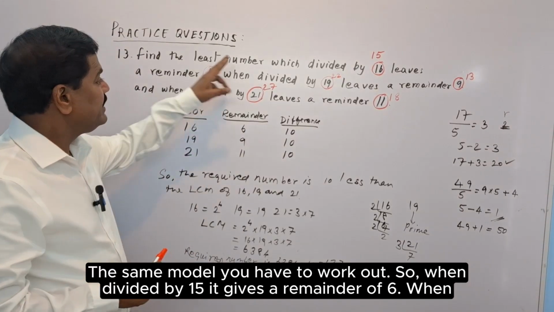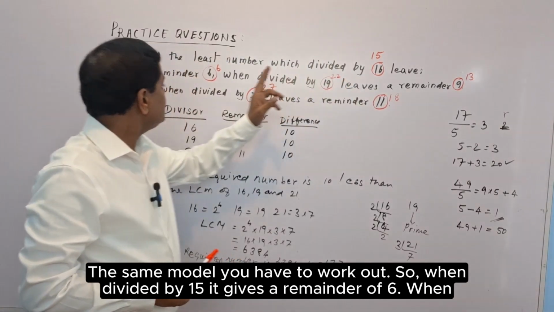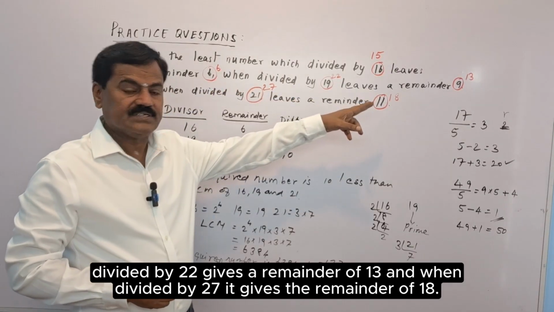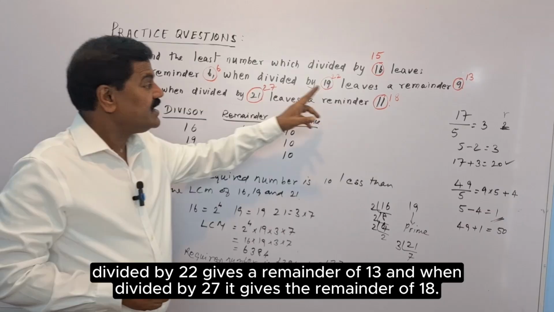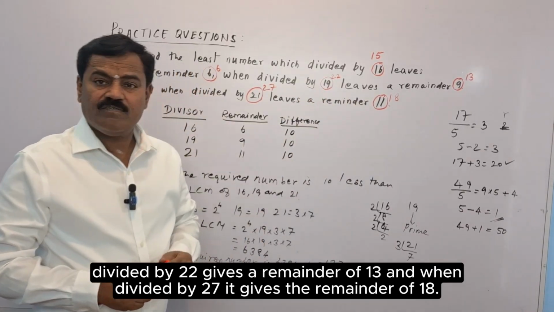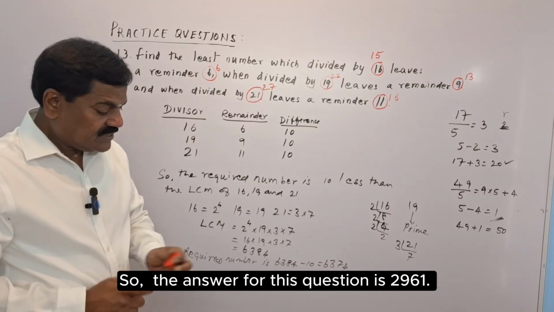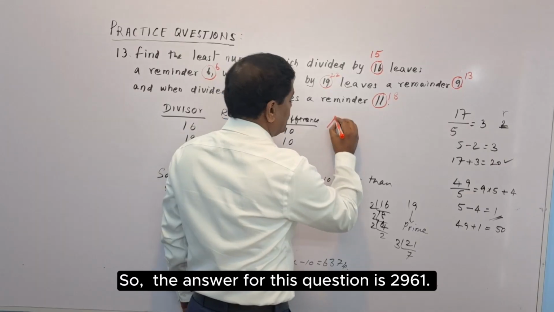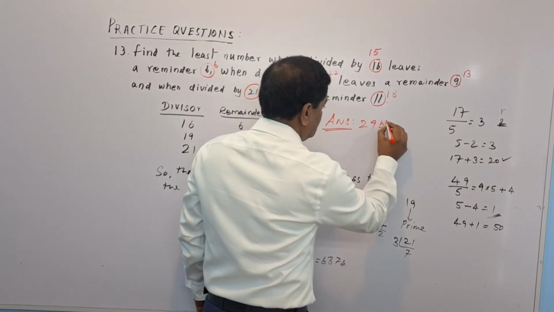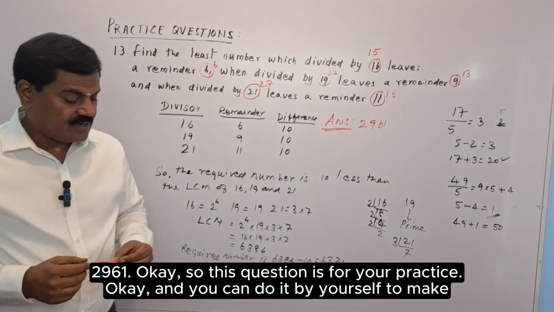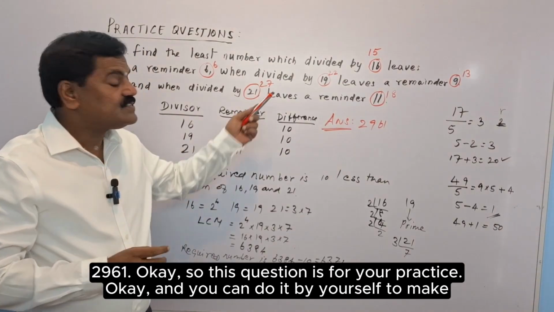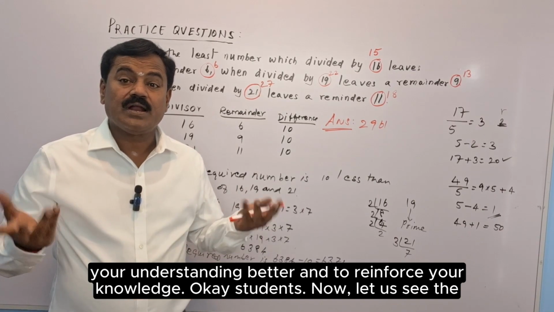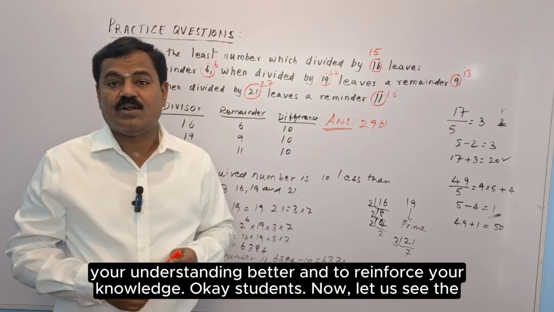So when divided by 15, it gives a remainder of 6. When divided by 22, it gives a remainder of 13. And when divided by 27, it gives the remainder of 18. The answer for this question is 2961. This question is for your practice, and you can do it by yourself to make your understanding better and to reinforce your knowledge.